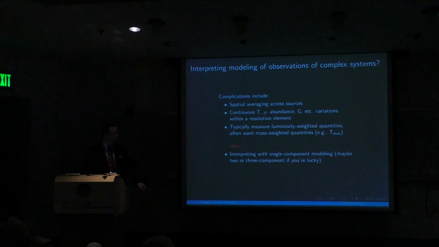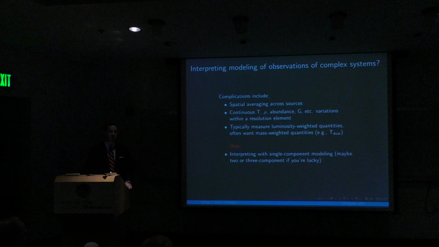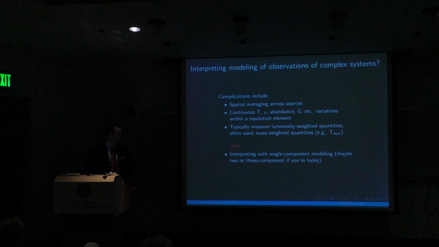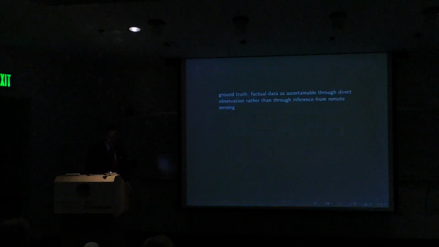Then we really want mass-weighted quantities because that's what we care about in the galaxy, but we're looking at emission, right? So we typically get luminosity-weighted quantities. And then you have this issue of a single component model. And so the question is, how are we getting back anything sensible when we model observations in a detailed modeling?